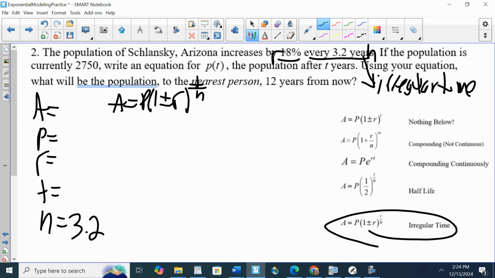That's my R as a decimal, 0.18. My P is 2750. It wants an equation for P of T after T years.